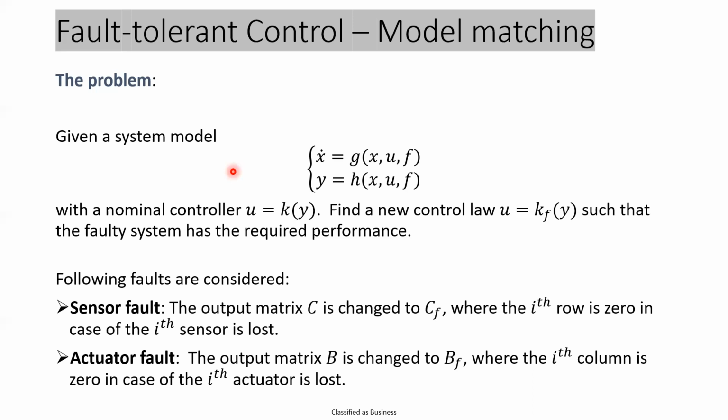Now, when you want to design a controller for the faulty case, is it possible to make it work the same as the fault-free case? What does it mean? It means that for the faulty case, can we have a controller such that A minus BK in the faulty case is actually the same as A minus BK in the no-fault case? This is what we are going to do here.